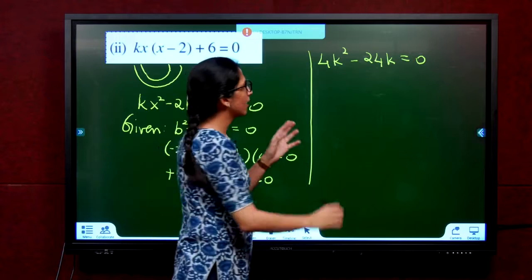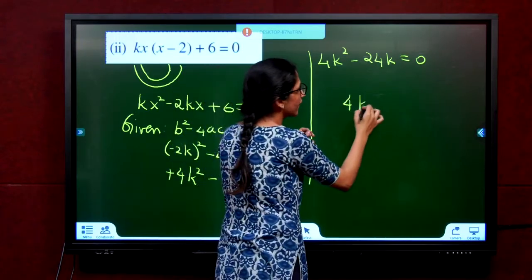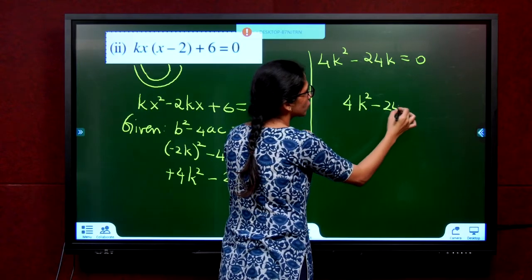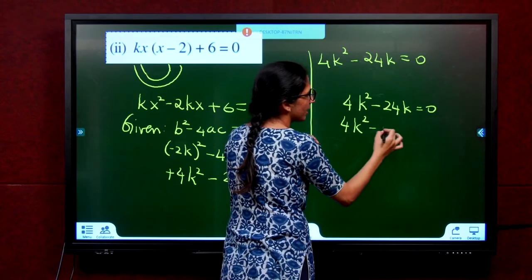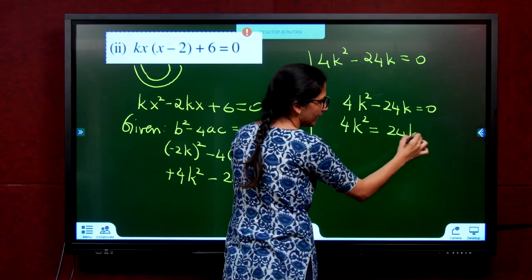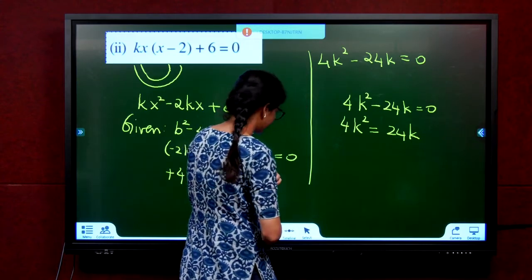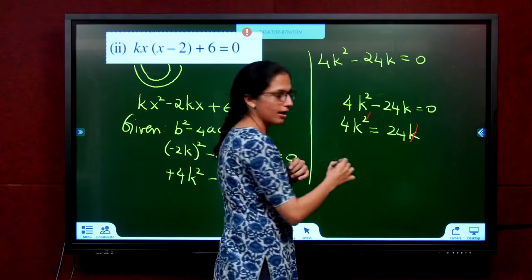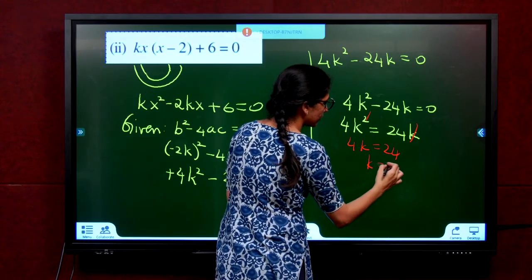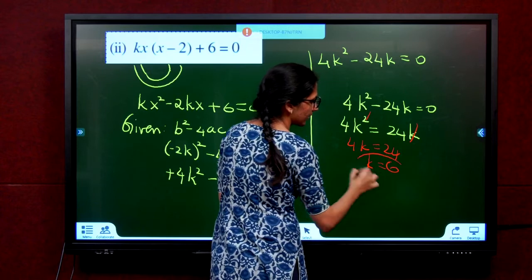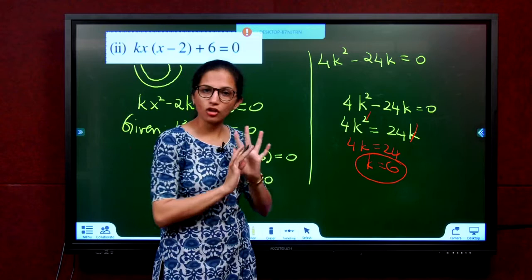Carefully listen. This is wrong, what I do next. Observe carefully. If you write 4k square minus 24k is equal to 0 and then write 4k square is equal to 24k, cancel k and k and then write 4k equals 24, k equals 24 by 4, 6. You will get only one value of k. It is semi-correct. It is not completely correct.